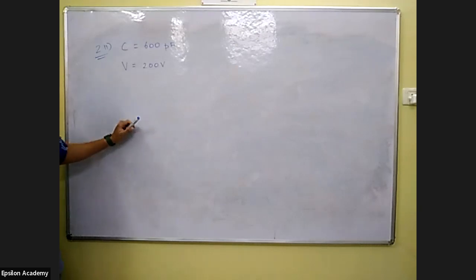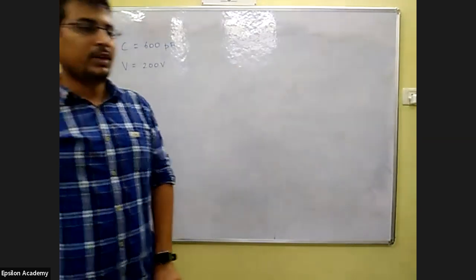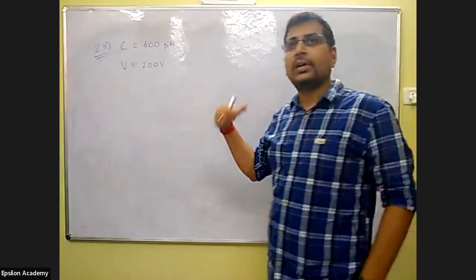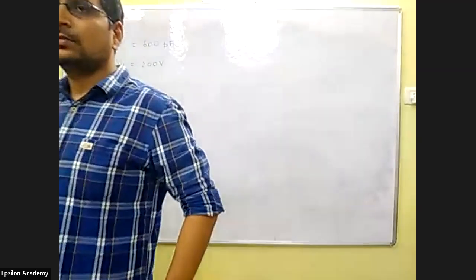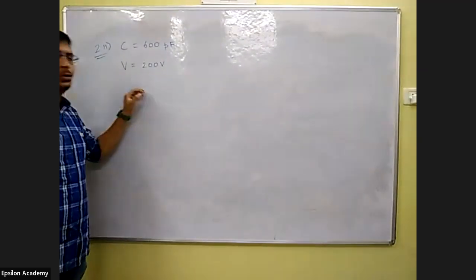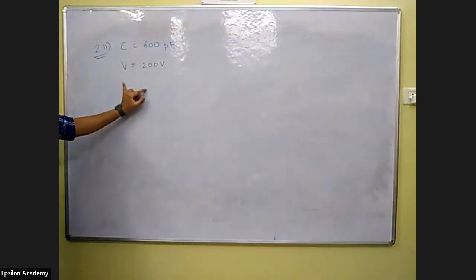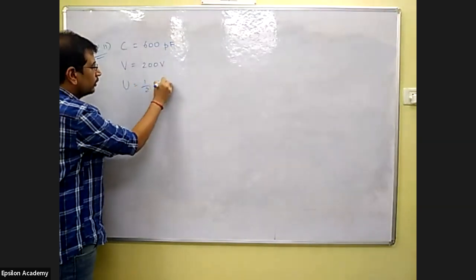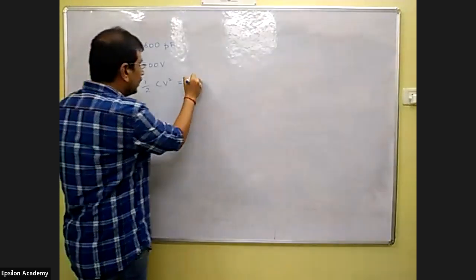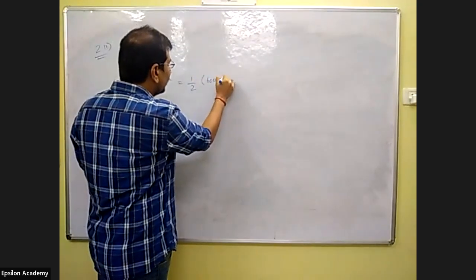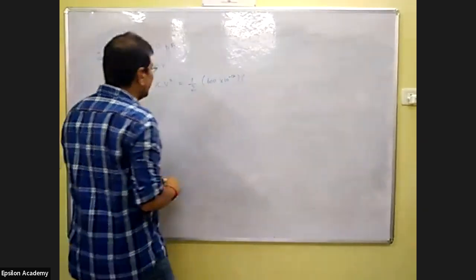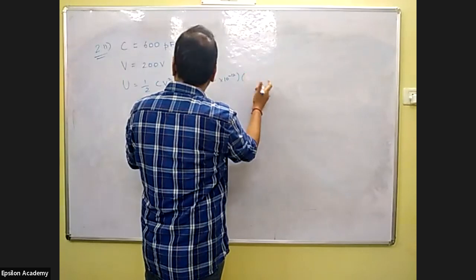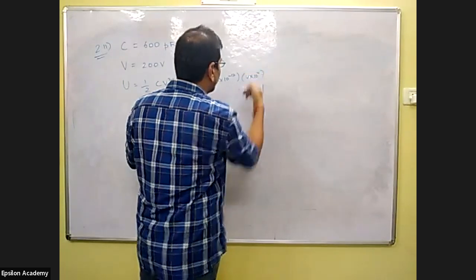Read the question carefully. So initially, what is happening? You have a capacitor which is connected to a 200 volt potential source. By doing this, what is going to happen? Energy is going to get stored in it. So how much is the energy stored in it? Half CV square. So half into C is 600 into 10 power minus 12 into V square is 4 into 10 power 4.